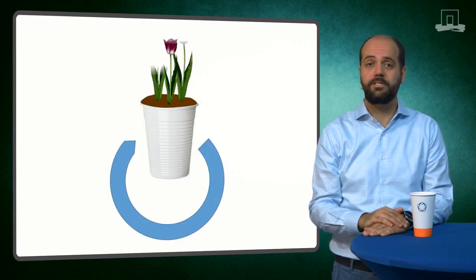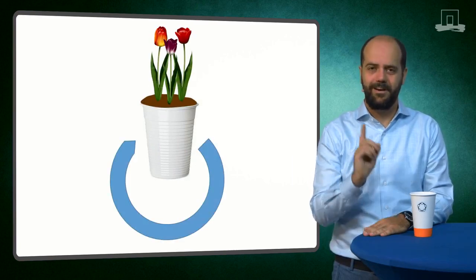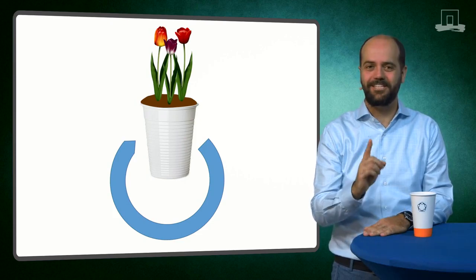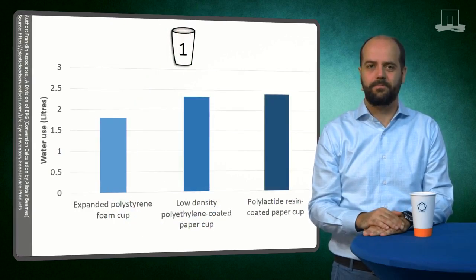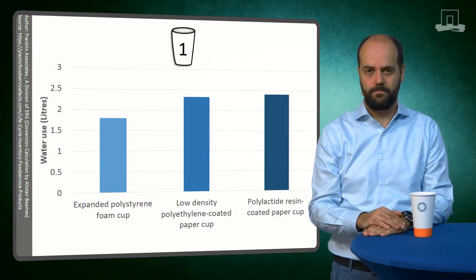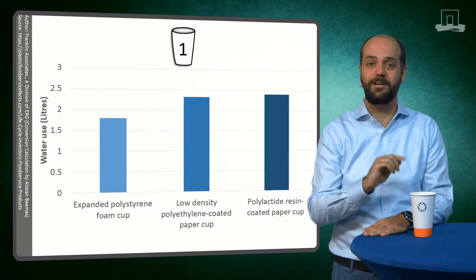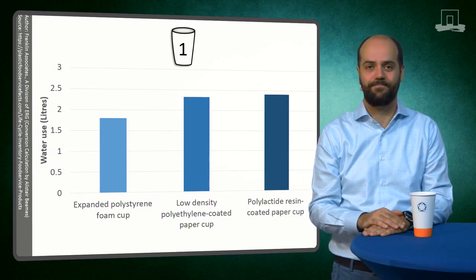What about using the disposable cup for a different purpose after we had our coffee, or at least putting the materials to good use? Now you're thinking like an LCA practitioner in the circular economy. Let's take another look at the results. We see that the expanded polystyrene foam cup requires the least water. With a quick scan of the results, we can see that we can save more than half a liter of water by choosing the expanded polystyrene foam cup.